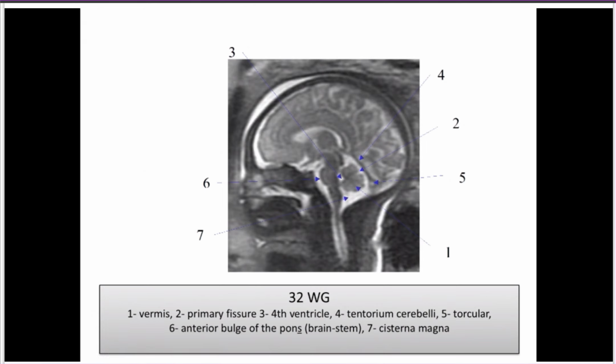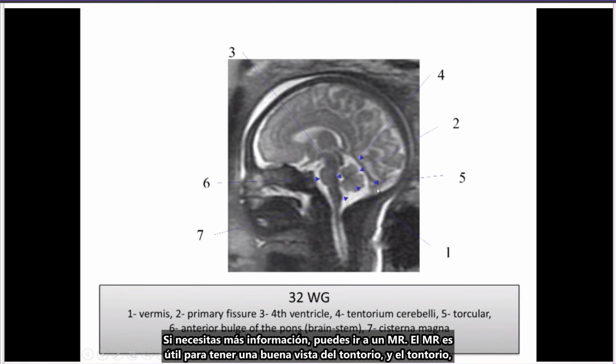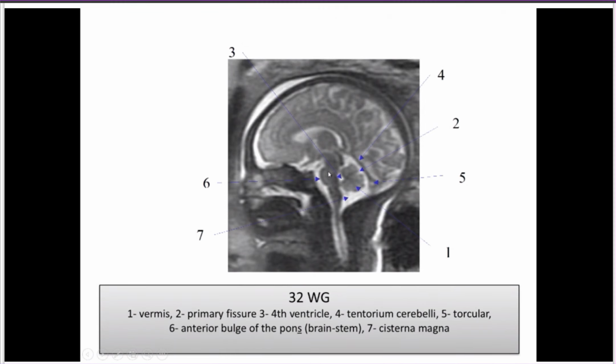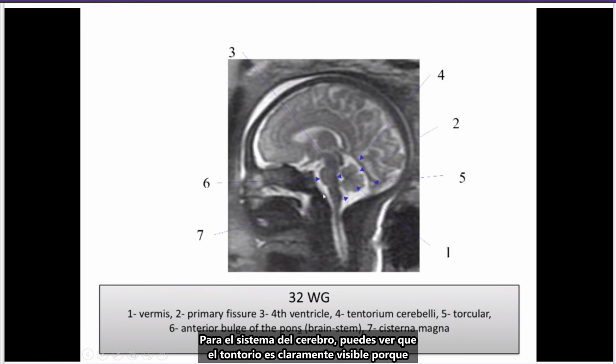If you need some more information, you can go to an MR. The MR is useful to have a good view of the tentorium, and the insertion of the tentorium is opposite to the nuchal muscle. And this you cannot see with ultrasound. For the brainstem, you see that the bulb of the brainstem is clearly visible because it's hypointense compared to the hyperintensity of the peripheral spaces.